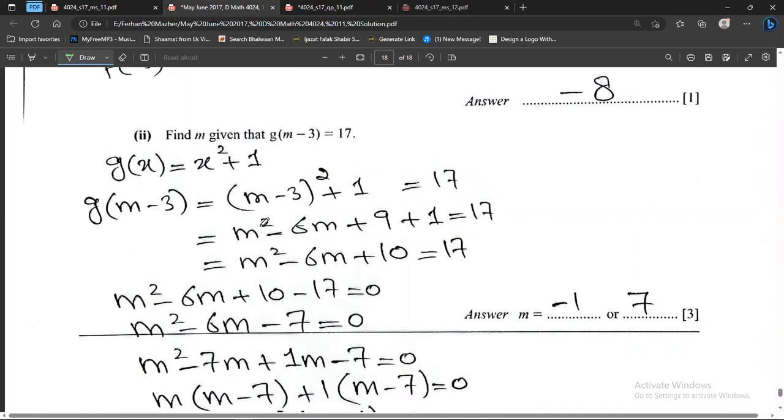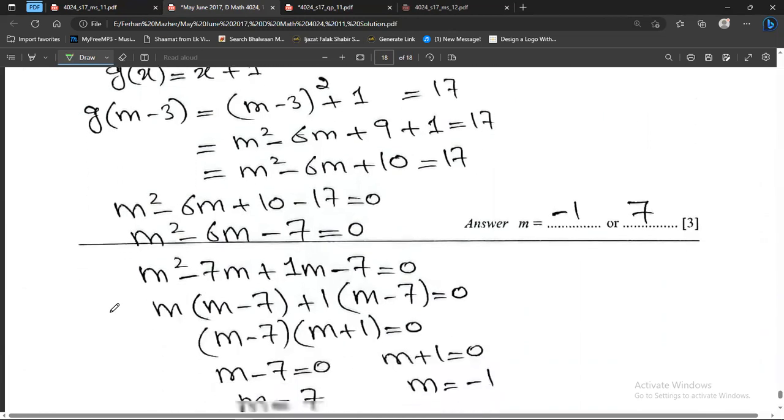So just open this. This will be m square minus 6m plus 9, plus 1 is equal to 17. This will be m square minus 6m plus 10 is equal to 17. m square minus 6m plus 10 minus 17 is equal to 0. So this is m square minus 6m minus 7 equals 0. So you can factorize it, 7 and 1 are the pairs. m square minus 7m plus 1m minus 7 equals 0. I have done the middle term breaking here.